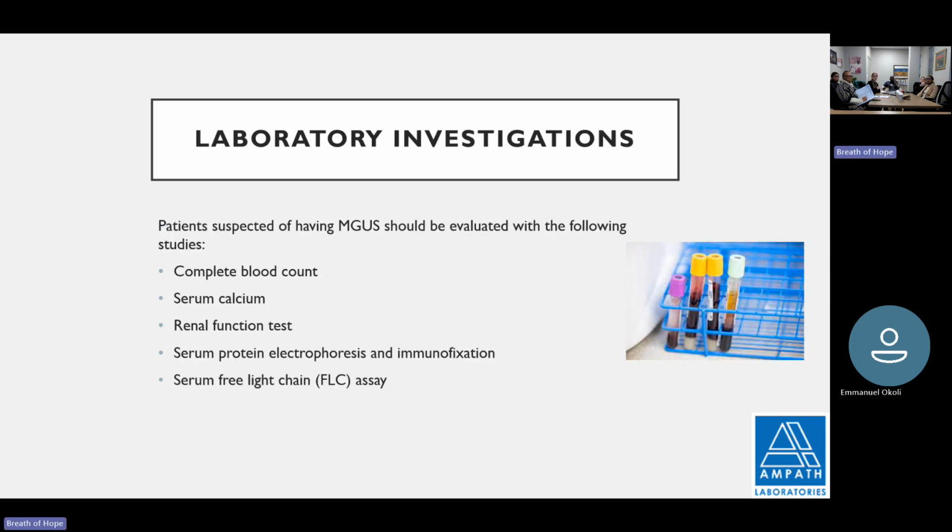And the investigations that we'll do: every time, you have to do a full blood count, and this is just to monitor your patient's hemoglobin. Your calcium also, to exclude hypercalcemia. Renal function test is very important to monitor your creatinine. And then always, like I told people, an SPEP.